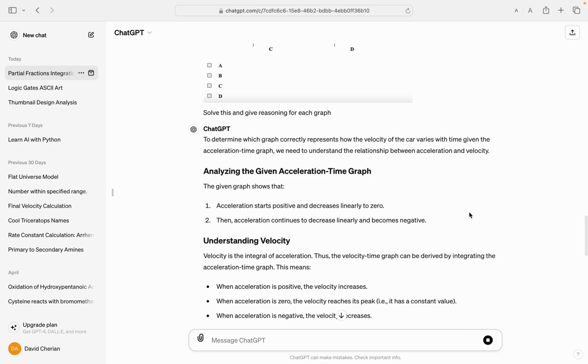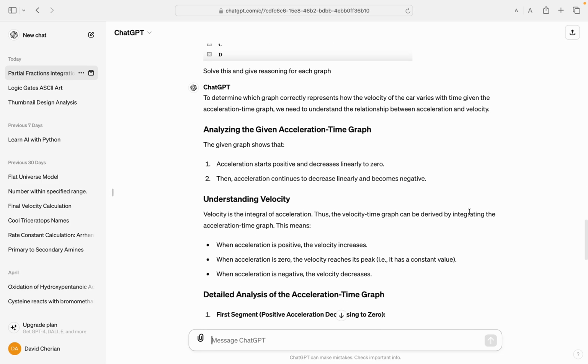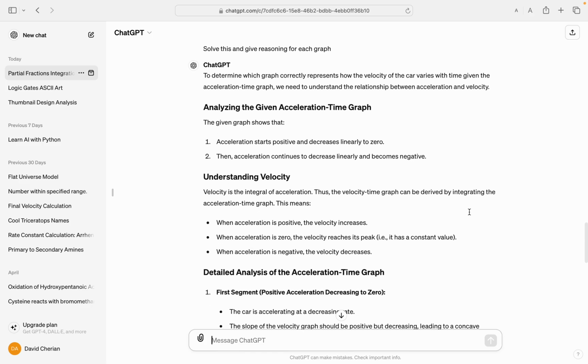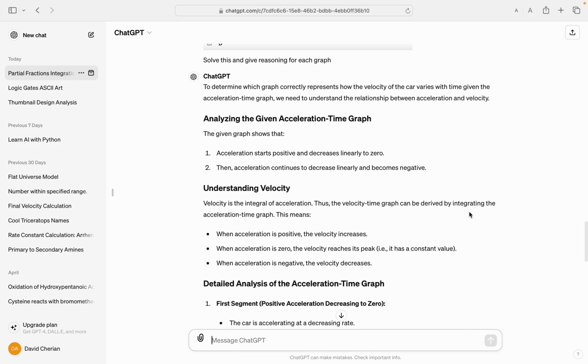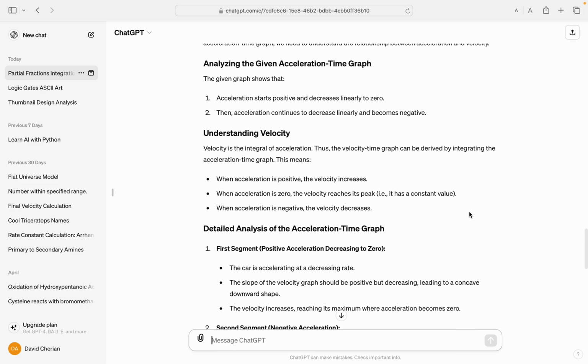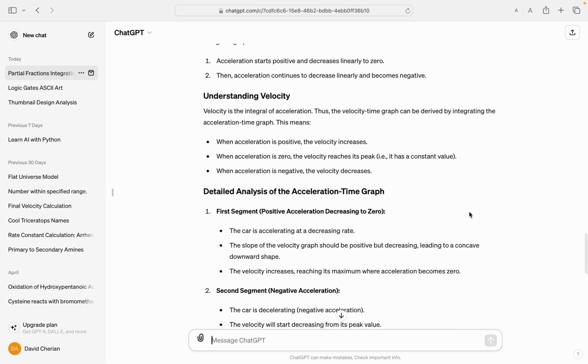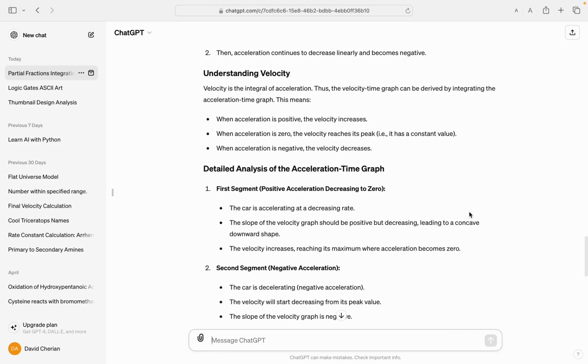The acceleration starts from positive, then it decreases linearly to 0. Okay, that is good. Then it's showing that the acceleration continues to decrease linearly and becomes negative. It's understanding the velocity graph, and it's showing that acceleration is positive. Okay, good. Detailed analysis of the acceleration time graph.